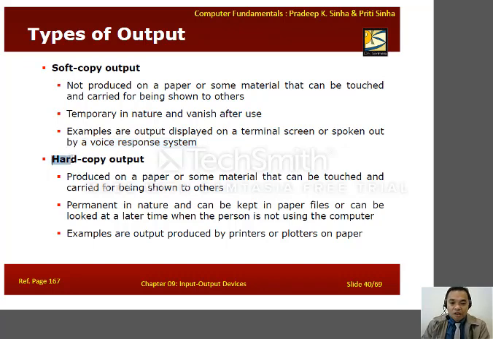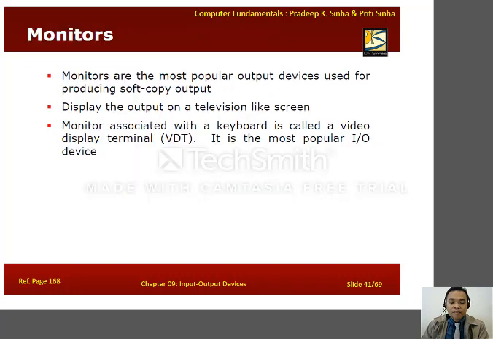The other type is hard copy. It is produced on paper or some material that can be touched and carried for being shown to others. This type of output is permanent in nature and can be kept in paper files or looked at later, even when not using the computer. Examples are output produced by printers or plotters on paper.